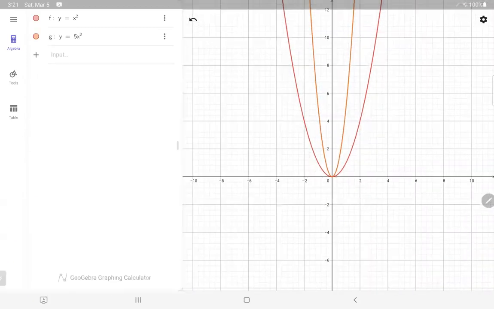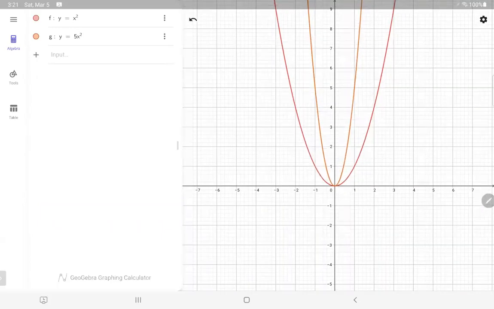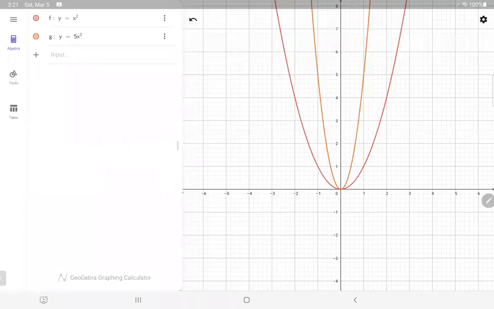First of all, our reference is going to be y equals x squared. This is our standard function, our parent function, y equals x squared, and everything else will be compared to this one, the red one. Now the one in orange. What is the difference between the one in red and the one in orange? Who can tell me, what can you see?